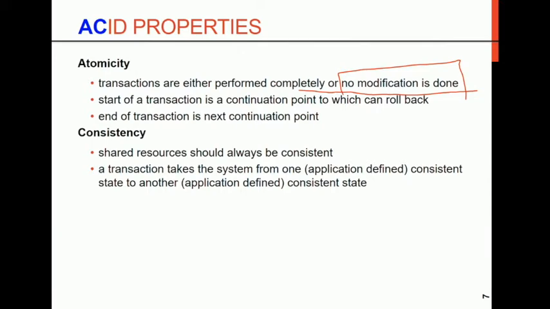So the start of a transaction is a continuation point to which we can roll back to, and the end of the transaction is the next continuation point. So the system can never be anywhere in between those points. It has to be either at the start of the transaction or at the end of the transaction.